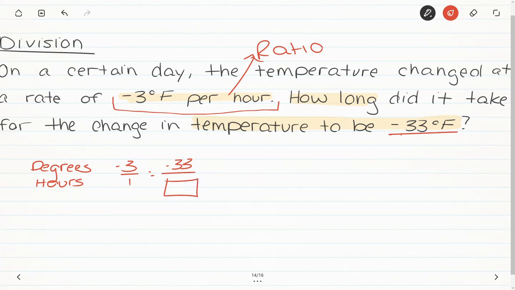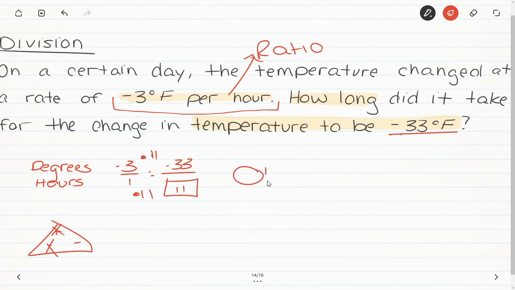So that's one method. And if I solve this one, I know I'm going to have to multiply by 3 times what gives me 33, so it'd be 11, and it'd be a positive, because a negative times a positive would still give me that -33. So I know it's going to be a positive 11, and whatever I do to the top, I have to do to the bottom. So 1 times 11 gives me 11.